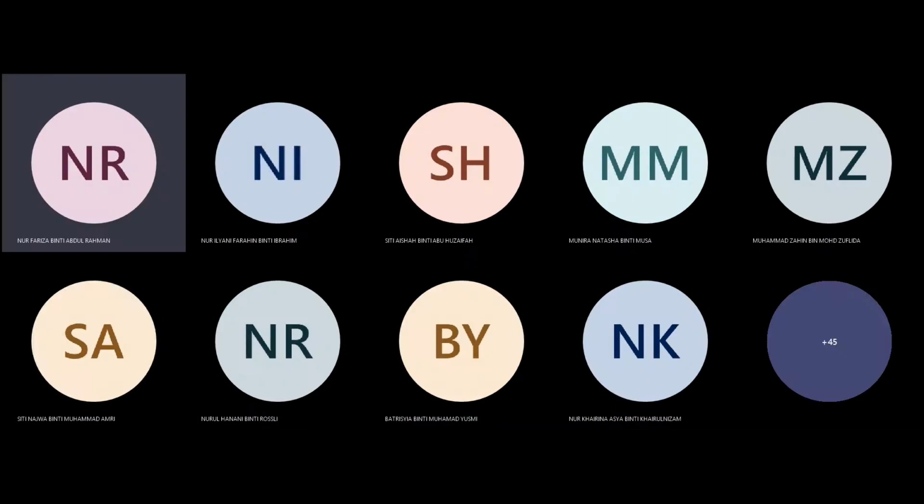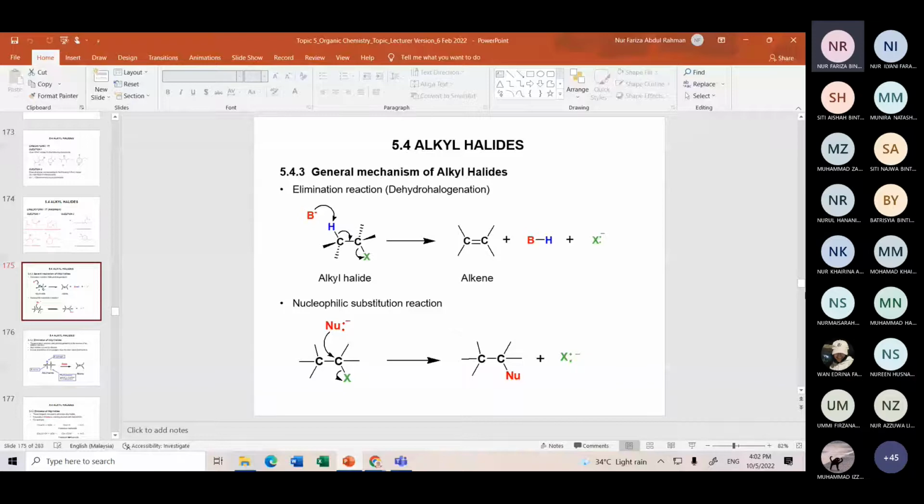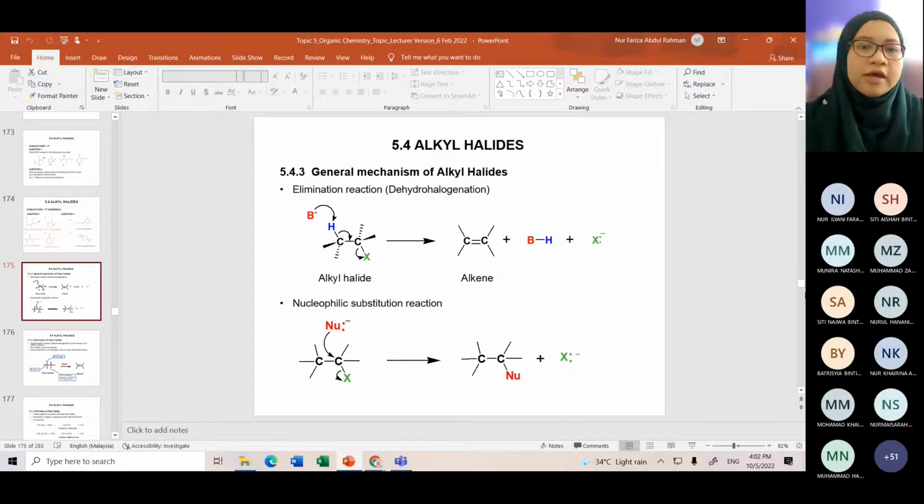In yesterday's lecture, we discussed alkyl halides, and we also discussed the types of reaction that alkyl halides can undergo. In general, alkyl halides can undergo two types of reaction. The first one is elimination reaction, also known as dehydrohalogenation. Basically, it is the removal of hydrogen and halogen, forming alkenes as the product.